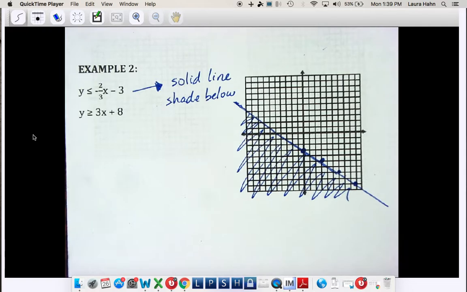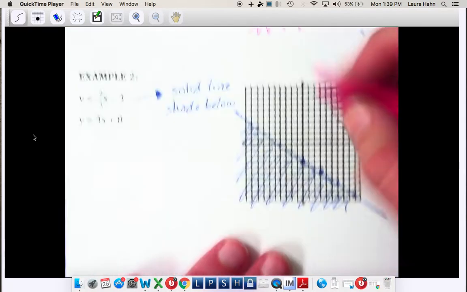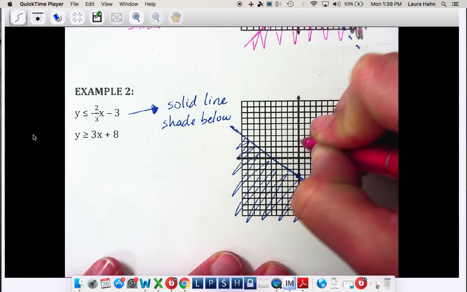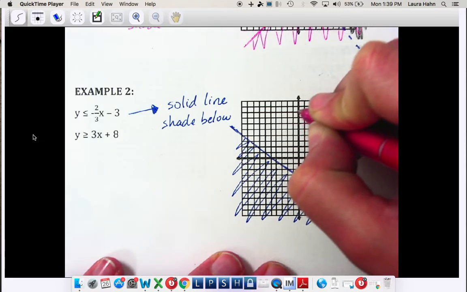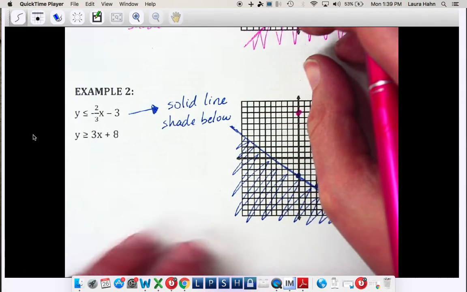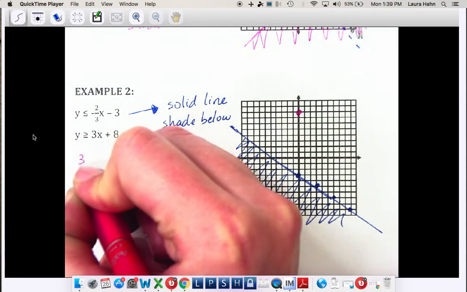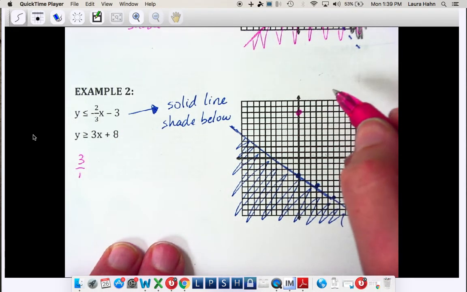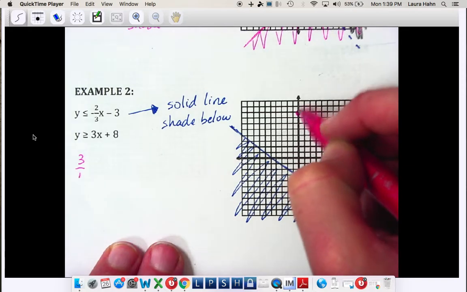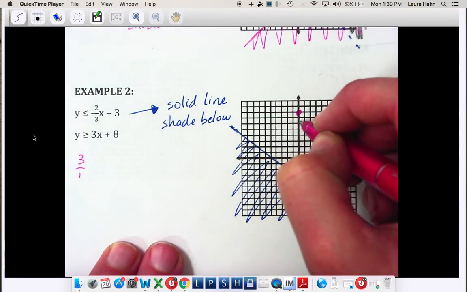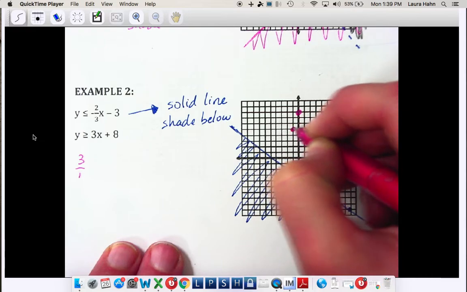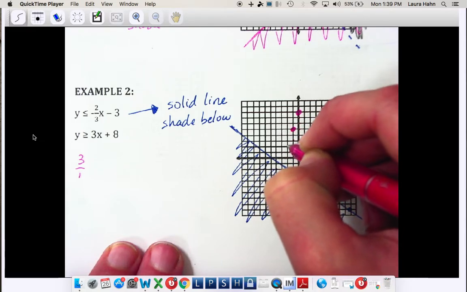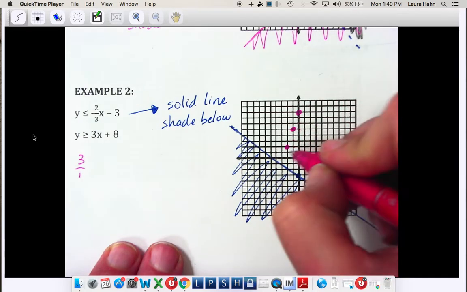All right, so my next one, my y-intercept is 8, so go up 8, put a dot. My slope is 3, so I know 3 over 1. I'm going to go up 3 over 1. Okay, well, there's no room to do that, so I'm going to have to put it in reverse. So instead of going up 3 over 1, I'm going to go down 3, back 1. And keep doing that.